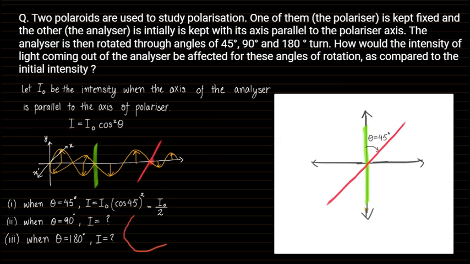You match your values. So in this case, if theta is 90, cos will be 0, so the intensity should be 0. Check yourself. In this case, theta is 180, cos will be 1, so the intensity will be I naught. So these are your answers. You solve this numerical and verify your answer from here.